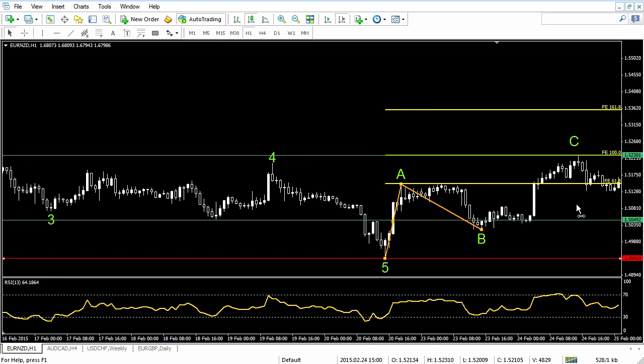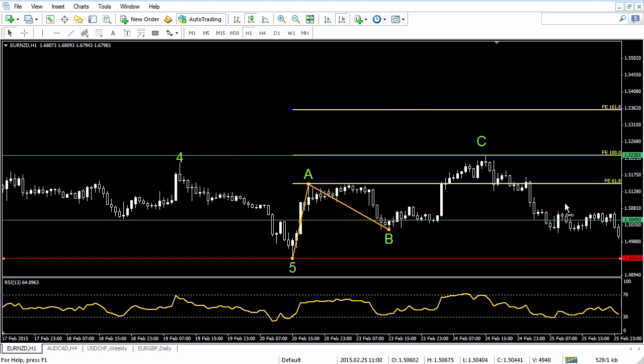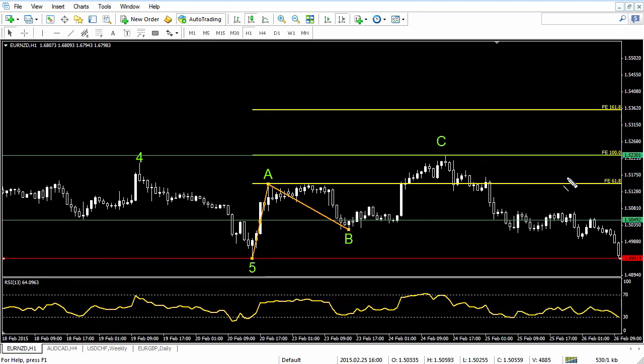So after that, we see what market did was push lower, because after a 3-wave move up, there should be a push down. That's all for this example.